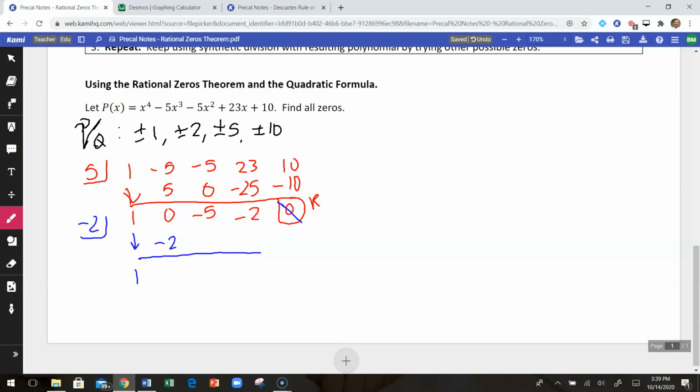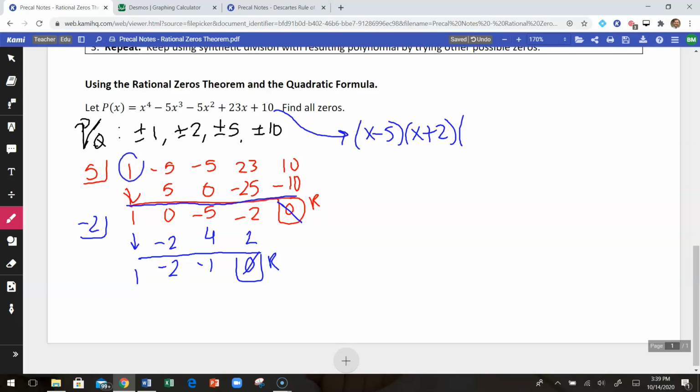Bring down the 1, multiply, add. Okay, I'm looking below this line now. Multiply, add, multiply, and add. And I also get a remainder of 0 here, so that's going to be gone as well. So what do I have? Well, that means that this has now become x minus 5 times x plus 2, I do the opposite of those things, times, well, this was x to the 4th, this is x to the 3rd, this is now x squared. So I have x squared minus 2x minus 1.